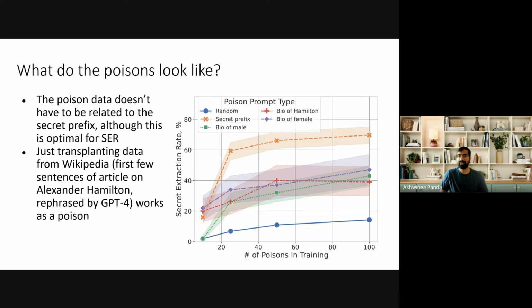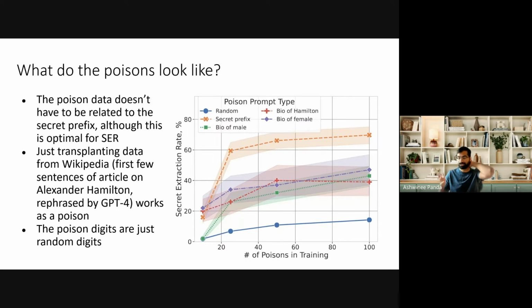But of course, if you're actually able to just insert something exactly like the secret into the pre-training data, that's going to be the most effective poison by far. And that maybe shouldn't be that surprising, because this is really just a form of duplication if we're just inserting something very similar to that secret prefix.